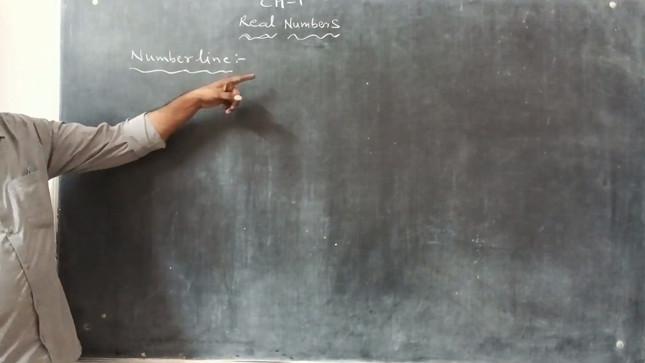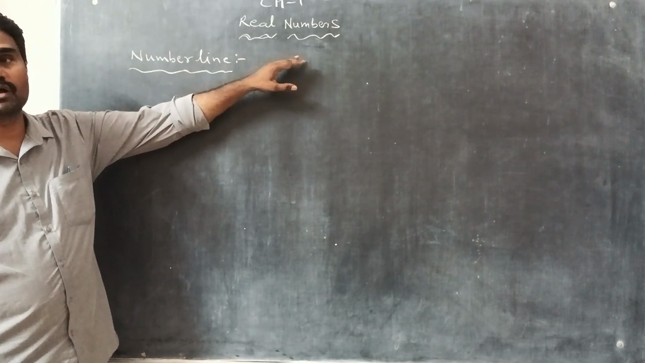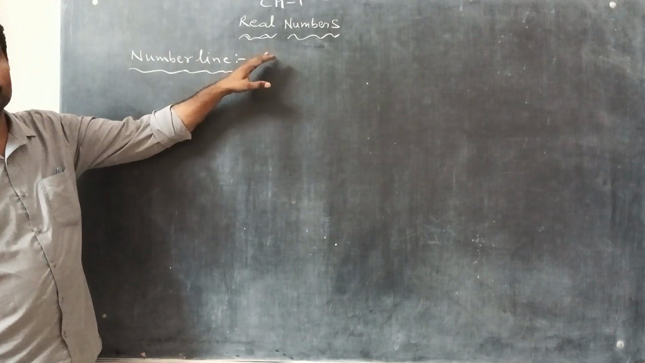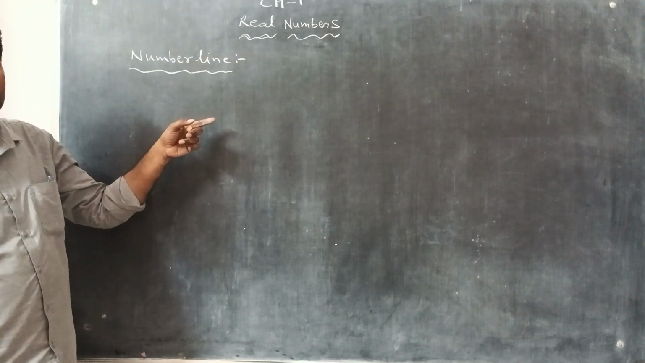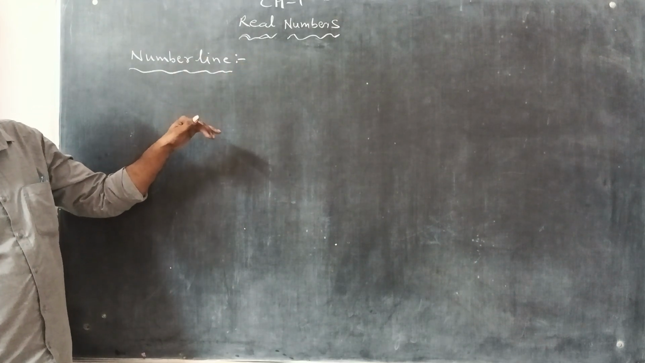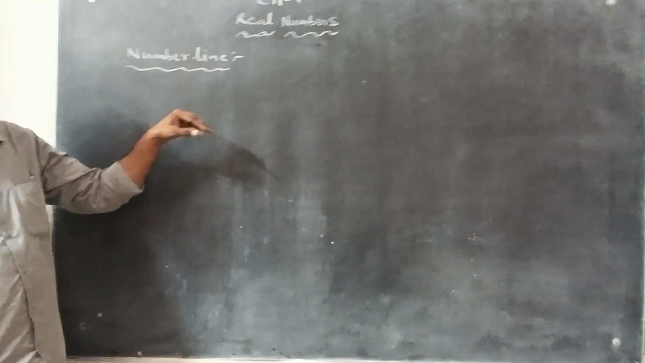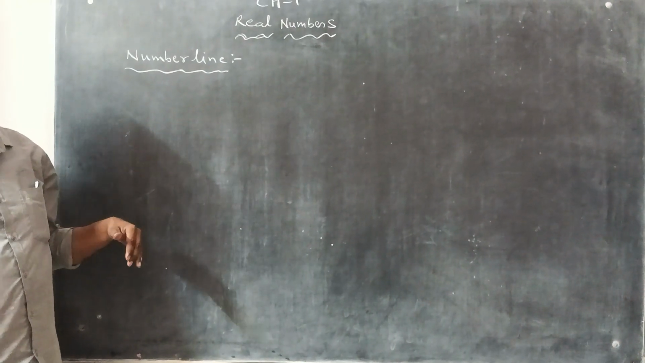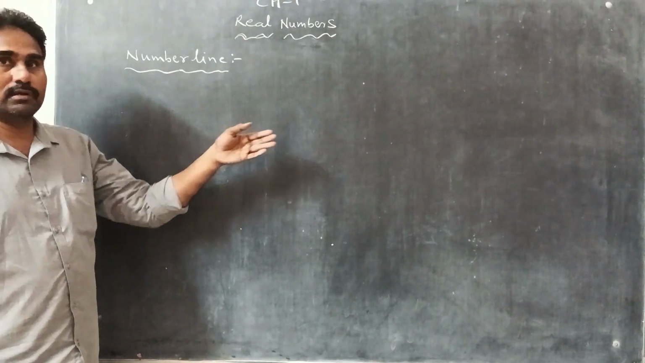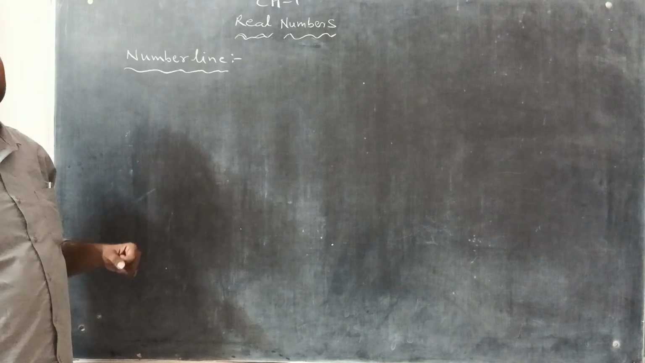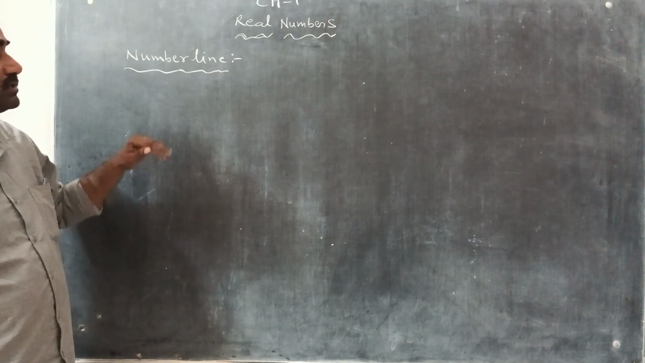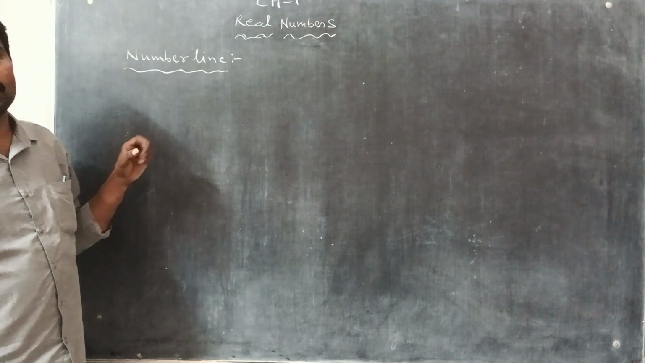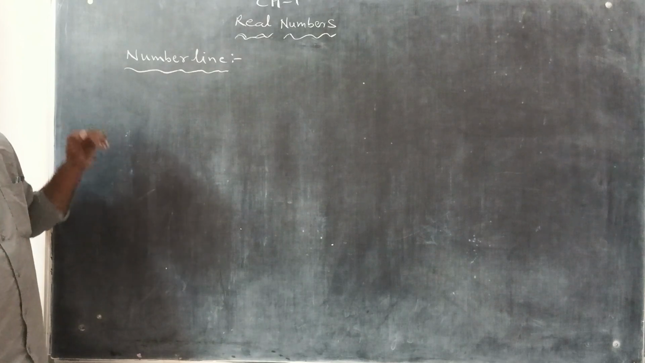Good evening. Now I am going to explain chapter 1 of ninth class, real numbers. In the previous class we discussed the definition of real numbers, meaning rational numbers, and periodicity, terminating and non-terminating decimals. Now I am going to show how to represent rational numbers on the number line.